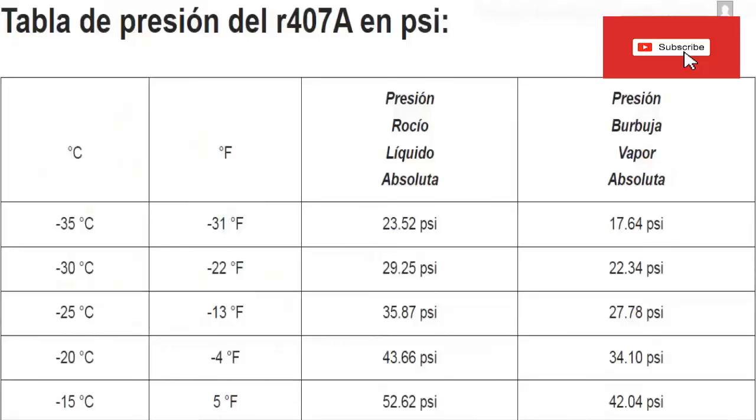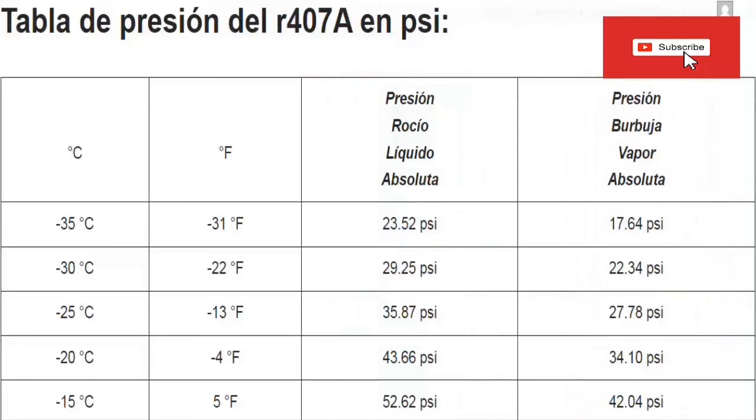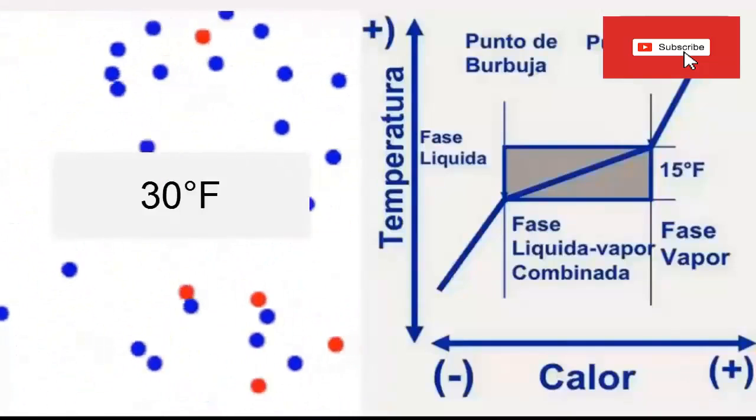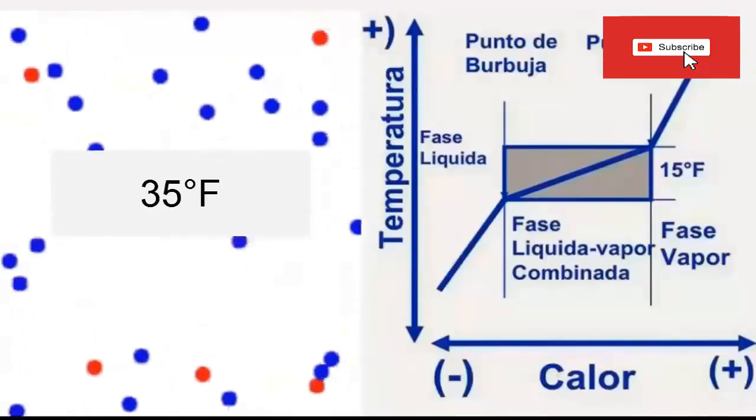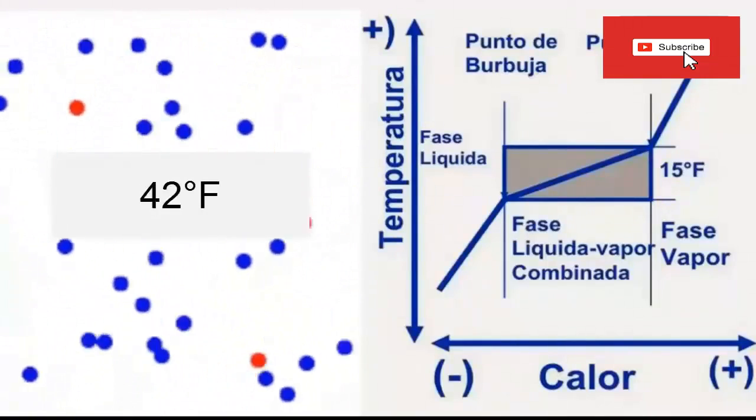As we can see in the table, we have two pressure columns, one corresponds to vapor or dew pressure and the other to liquid or bubble pressure. This occurs because R407a has slip. Remember that slip means that the temperature of R407a changes while it is evaporating, and this aspect must be taken into account when recharging with R407a.